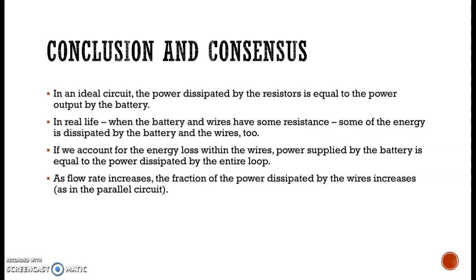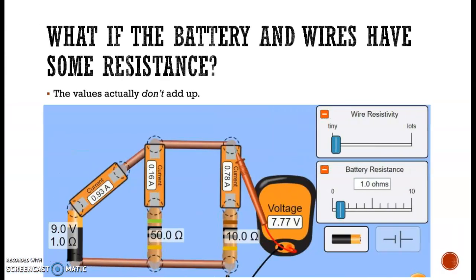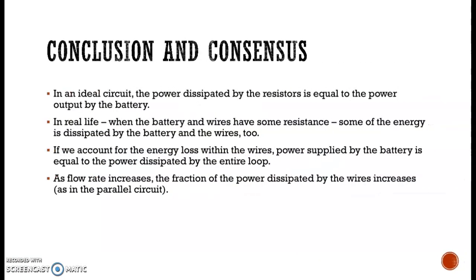And as our flow rate increases, the fraction of the power dissipated by the wires does increase, as in our parallel circuit here. In a series circuit, the amount of power that is dissipated by the wires is going to be a little bit less. And that's a similar concept to when we were adding more and more branches in parallel with our battery and seeing the voltage across each resistor drop. That's due to the internal resistance of the battery.